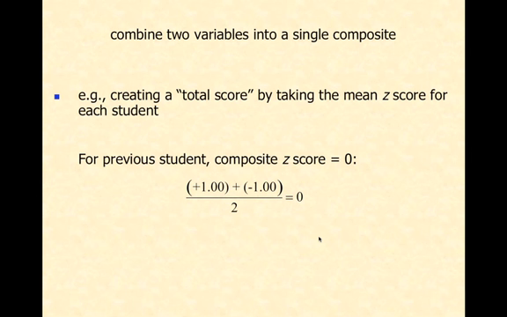So we could combine variables into a single composite. We could create a total score by taking the mean z-score for each student. So for our previous student, remember we had plus 1 on math and we had minus 1 on verbal. If we were to average those together, we would of course get 0 divided by 2 is 0.